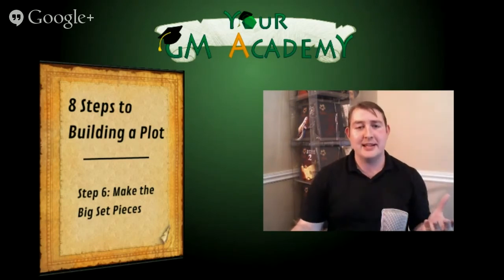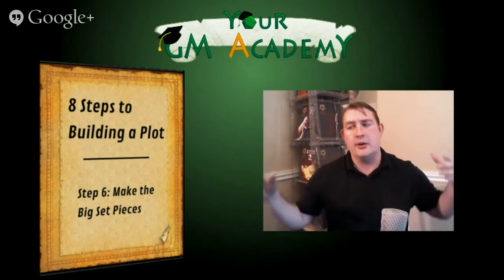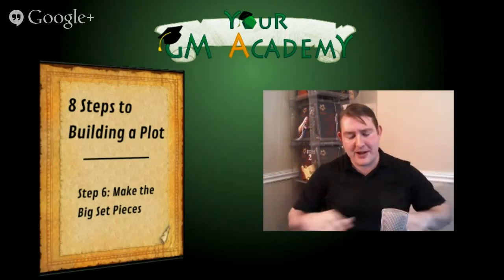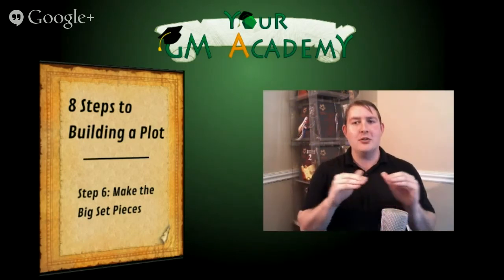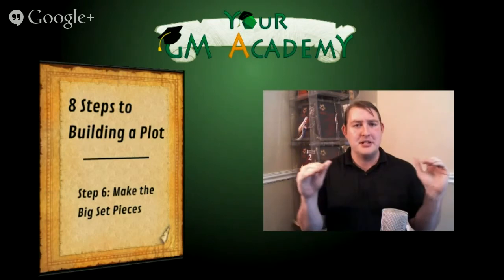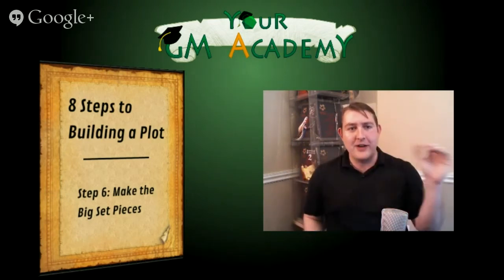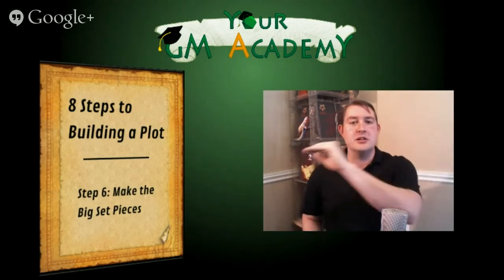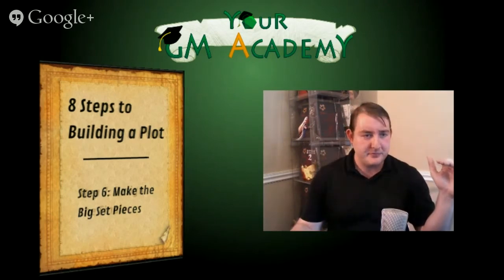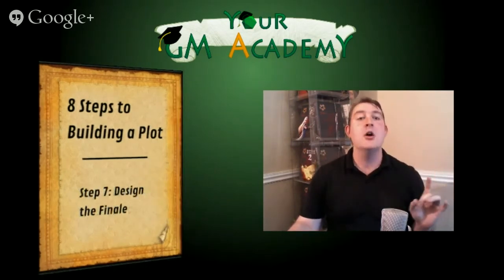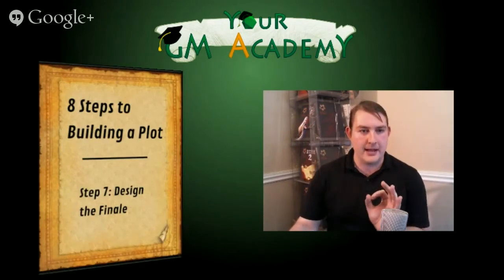We are at the point now where we'll just recap. We have our foundation. We know our metastructure. We have our dramatic situation. We know how long the plot's going to last. We establish the participants of the plot. We identify the core conflict, and then we just built out the big set pieces and the 3-act structure. So now that takes us to step 7, which is designing the finale.